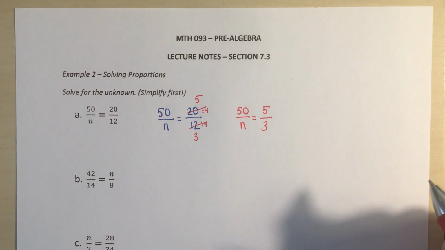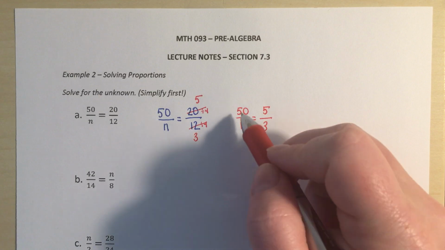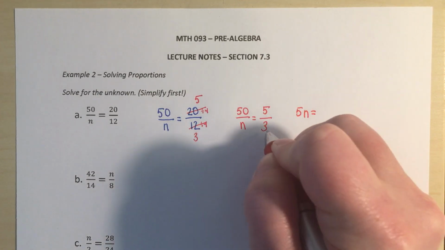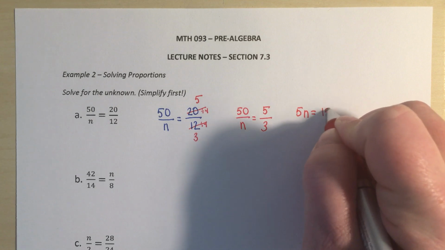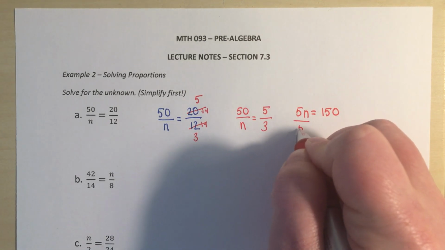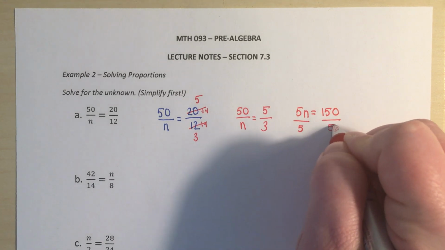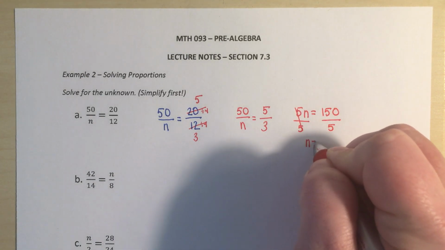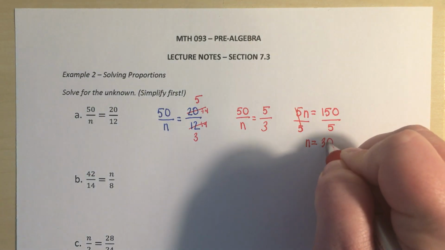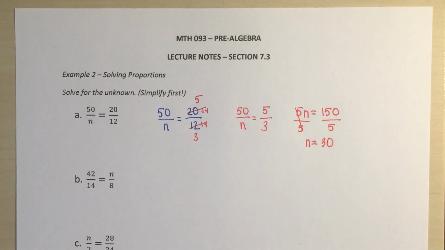So now we're going to cross multiply and divide. 5 times n is 5n. 3 times 50 is 150. Then we're going to divide both sides by 5. n equals, 5 goes into 15 3 times, so n equals 30.